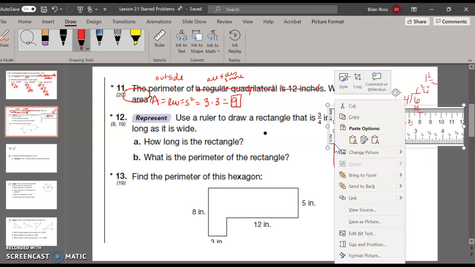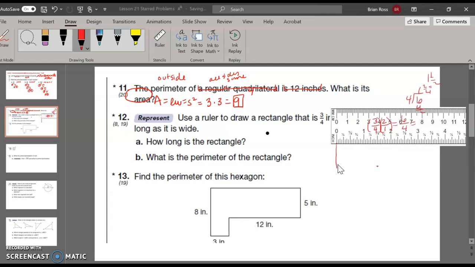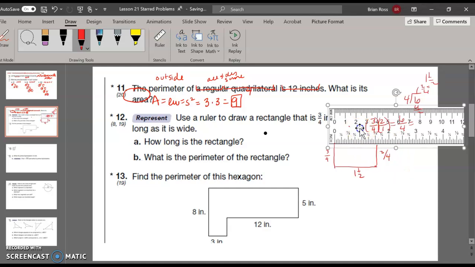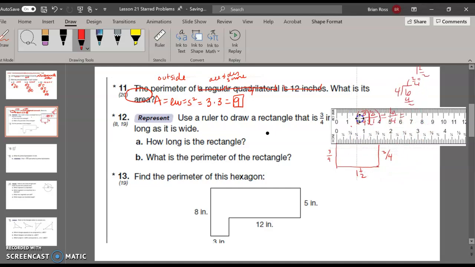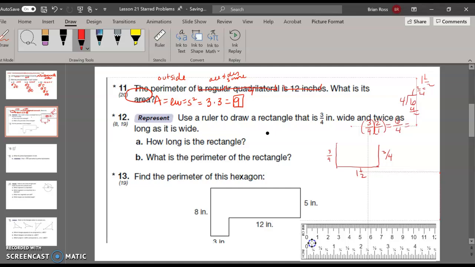Not sure what's going on. I'll do it down here then. 1.5 is here. So this is 1.5. So this is 3/4. This is 1.5, which means this is going to be 3/4. And let me move this guy. Not what I wanted. There we go. We'll move him down here.